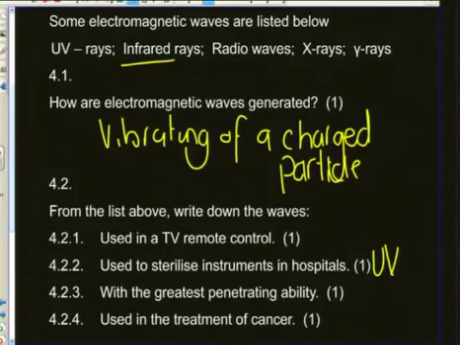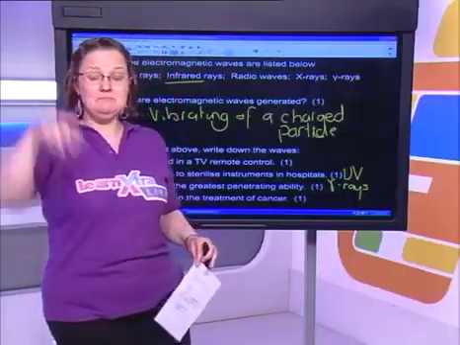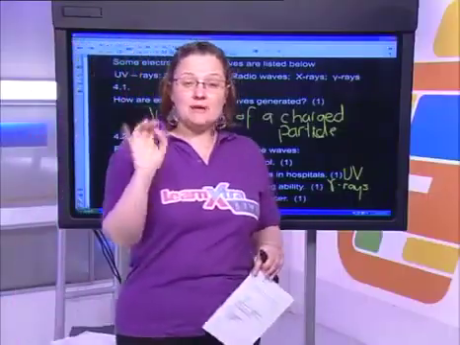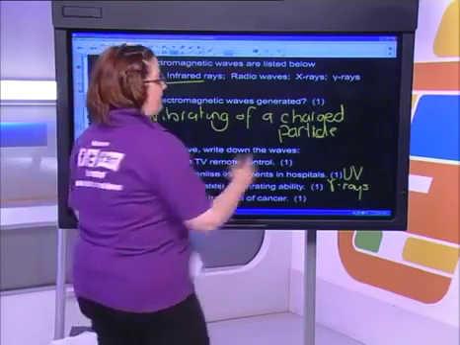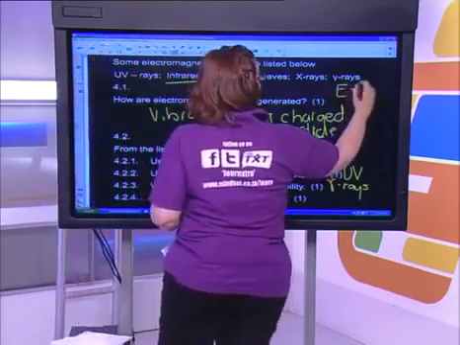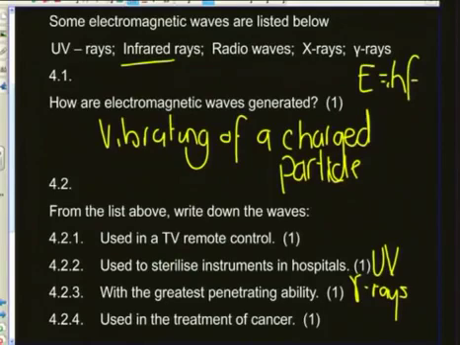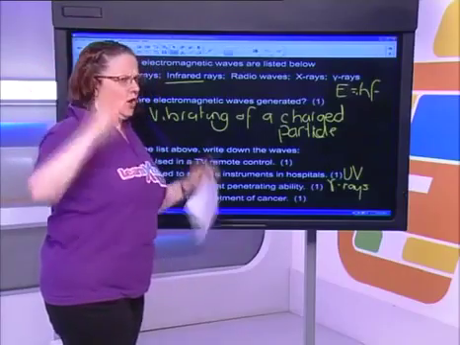Then the one with the greatest penetrating ability, gamma. Gamma rays have the highest frequency. Highest frequency means they have the greatest amount of energy. You've done the energy of a photon, okay? You've done E equals hf, okay? You did that earlier this year when you did particle nature, okay? So E equals hf, high frequency, lots of energy.